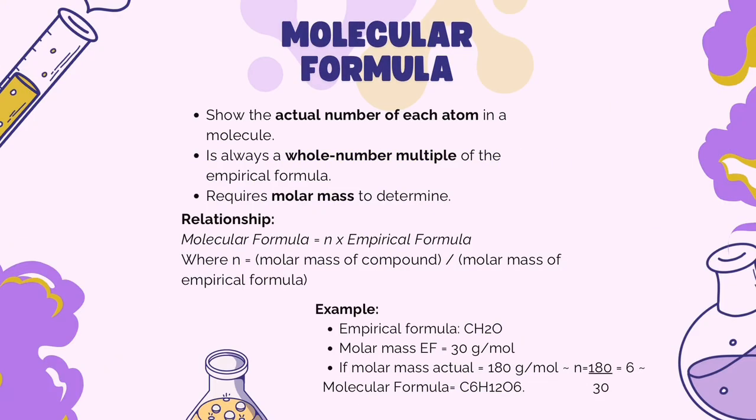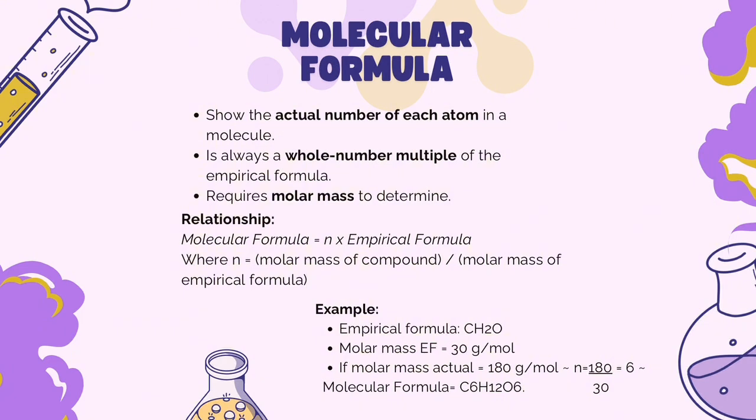Next, I will explain about a molecular formula. A molecular formula shows the actual number of each atom in a molecule. The molecular formula is always a whole number multiple of the empirical formula. To determine the molecular formula, the molar mass is required. The relationship between empirical formula and molecular formula can be shown using this formula. Molecular formula equals n times empirical formula, where n is the molar mass of the compound divided by the molar mass of the empirical formula.